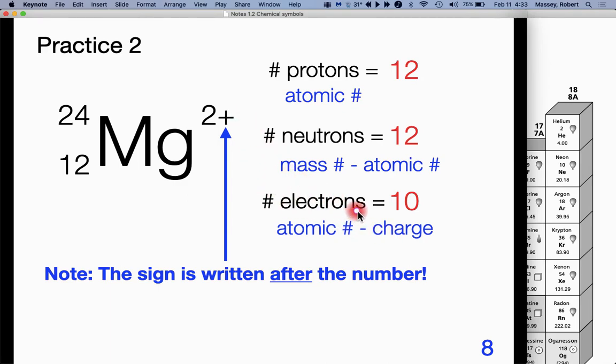Simply, when you're asked how many electrons you have, just look at the number. Say, well, I have 12 protons, and I know protons are a positive 1 charge. For the ion to have a positive 2 charge, it must mean I have 2 more protons than electrons. And so, in other words, we have 10 electrons.